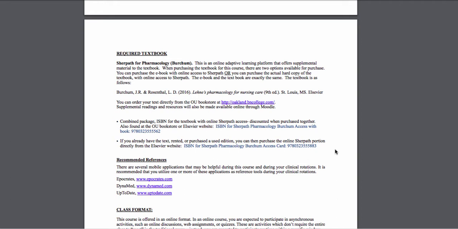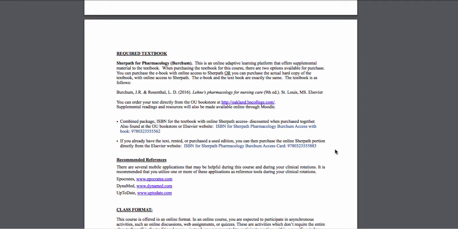Epocrates is a really, really good resource to use. It might be a little bit more than what you actually need. Same thing with UpToDate. Dynamed I'm not all that familiar with, but it's up there. You can take a look at it. Epocrates and UpToDate I know for sure are available through the OU bookstore. Are available through our OU library system.